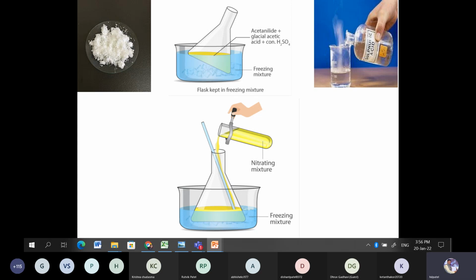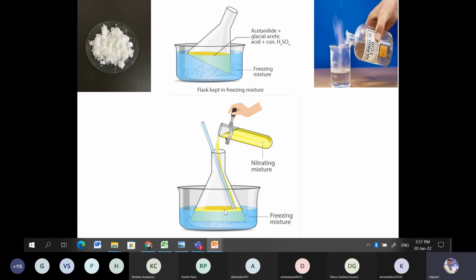After that we can add sulfuric acid, or we can add the nitrating mixture. Both ways we can do. First of all, we add sulfuric acid, and then we add nitric acid. Or we can previously prepare the nitrating mixture, mixing nitric acid and sulfuric acid, and pour this nitrating mixture directly into the reaction mixture.